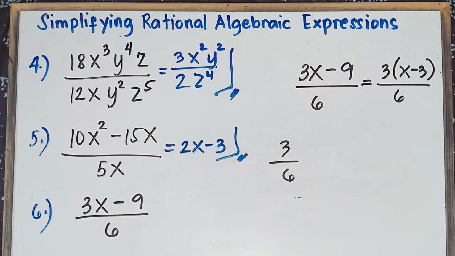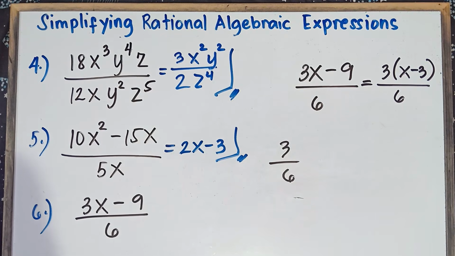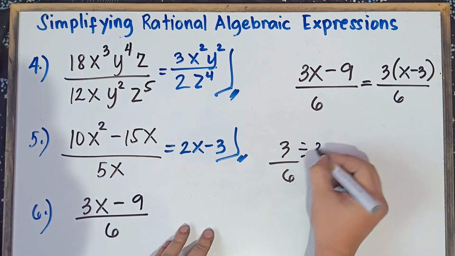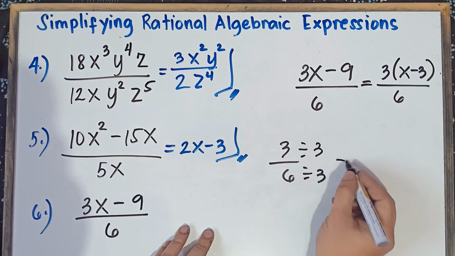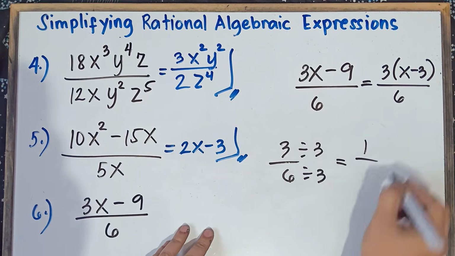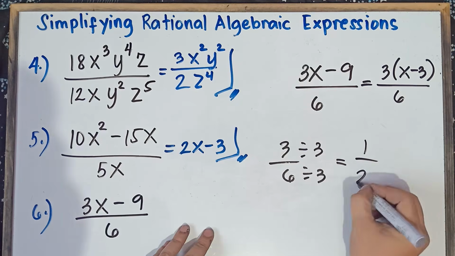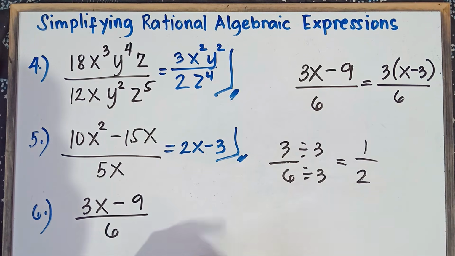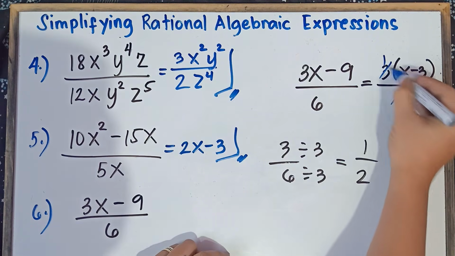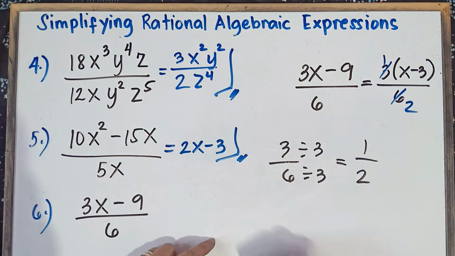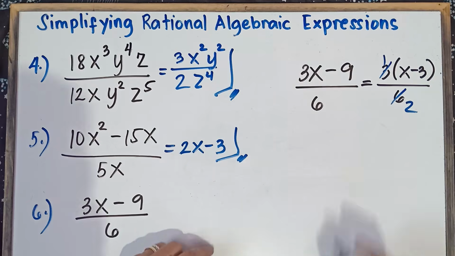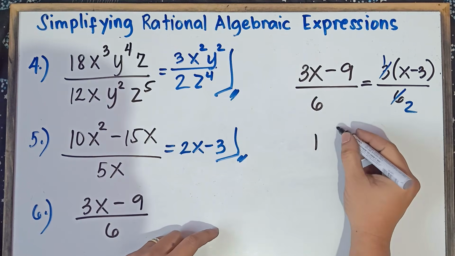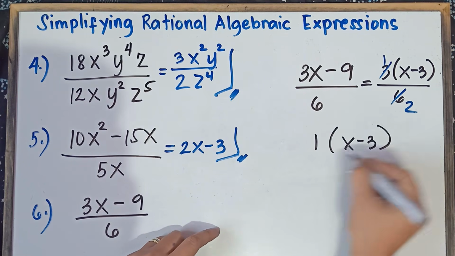Next question, can we reduce? Yup, we can reduce. What would be the greatest common factor, class? That's correct. There would be 3, right? We can divide this one by 3. We can divide this one by 3. 3 divided by 3 is 1. 6 divided by 3, that would be 2. So this 3 over 6, it will become 1 over 2. So therefore, our final answer, we have 1 parenthesis x minus 3, over 2.